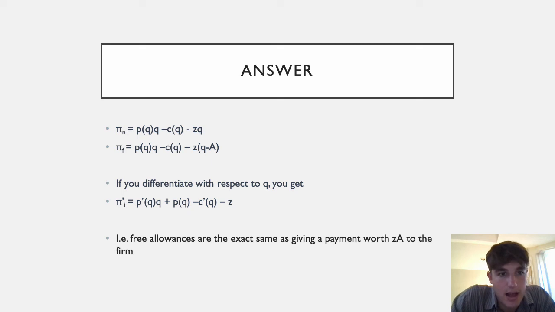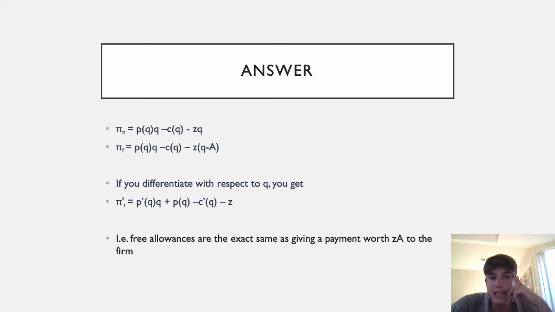Right, here's my answer. The profits for the firm without free allowance are going to be P of Q times Q. That's just revenue, price times quantity, minus C of Q. That's just the profit normally, revenue minus cost. Then we've also got this additional cost, which is Z times Q, because the firm has to buy one allowance per unit of output, and the price of that is Z. So you know how I said that assumption wasn't really necessary, that it's 1 unit. That's because you could have some K where you need K allowances per unit of output, and you could then have ZKQ, and it'd be the exact same.